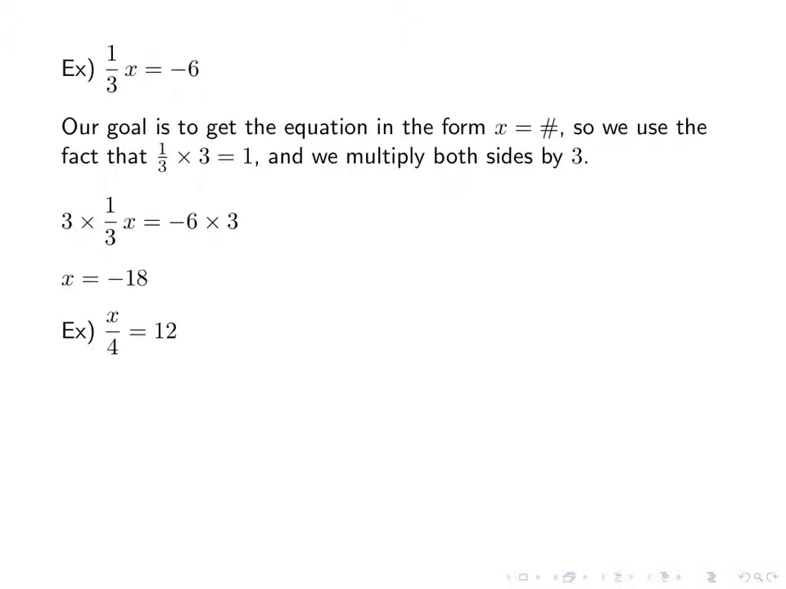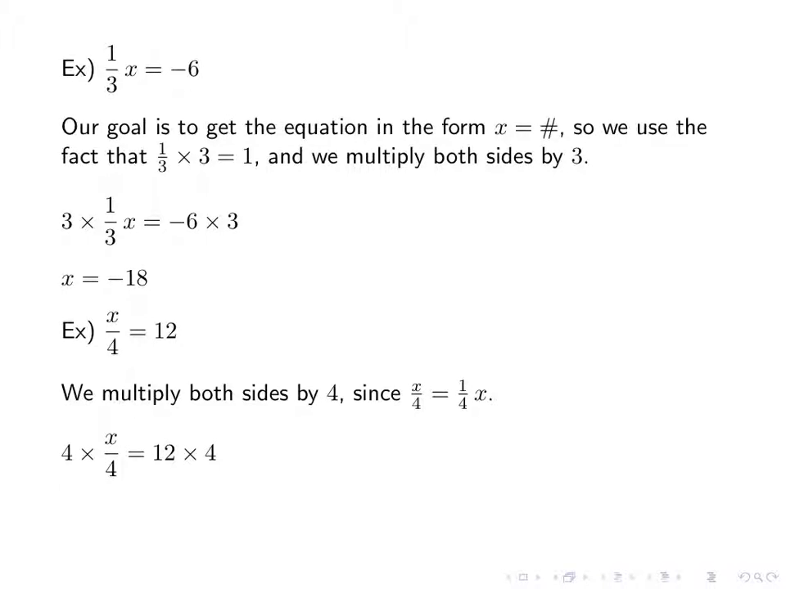As another example, we have x over 4 equals 12. So what we're going to do is multiply both sides by 4 because x over 4 is the same thing as 1/4 times x. This is something that some students tend to forget, that x divided by 4 is the same thing as 1 over 4 times x. So again, we're going to multiply both sides by 4 because 4 times 1/4 is 1, and 1 times x is x.